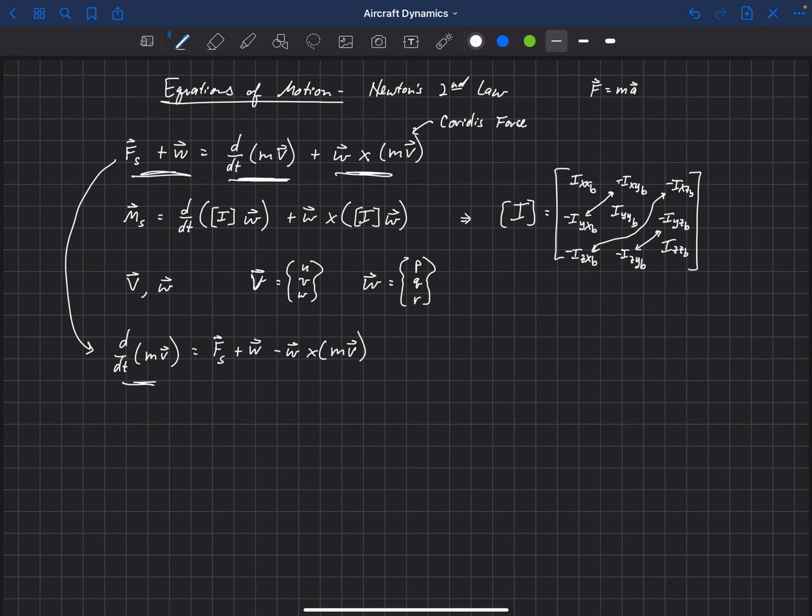So if we do chain rule on this, then we'd have mass times the partial with respect to t of v plus v times the change in mass with time. Okay, so that's just the chain rule there. And now at this point, we need to understand what this change in mass with time represents.